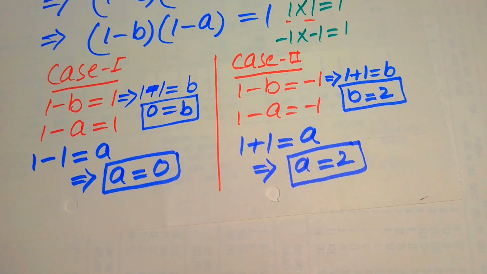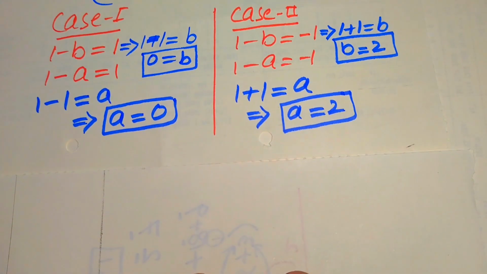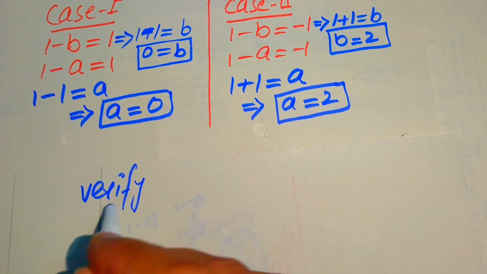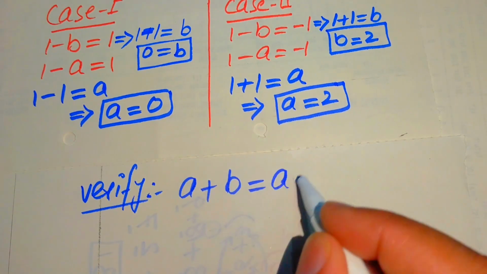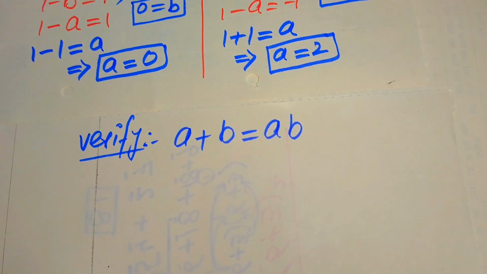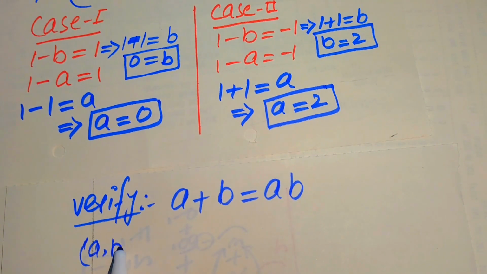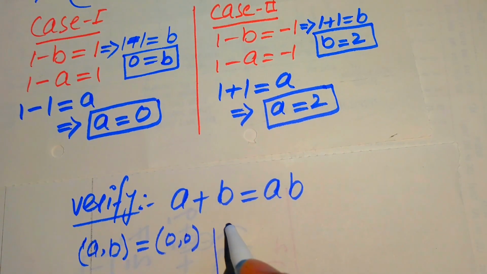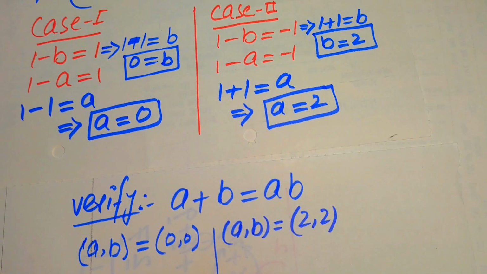And in the next step we need to verify whether these values of a and b satisfy the given question statement or not. For the verification process we copy down the given question statement here, and the given question statement is a plus b is equal to ab. In the first case we get the values of a and b equal to 0 and 0, and in the second case we get the roots a and b equal to 2 and 2.